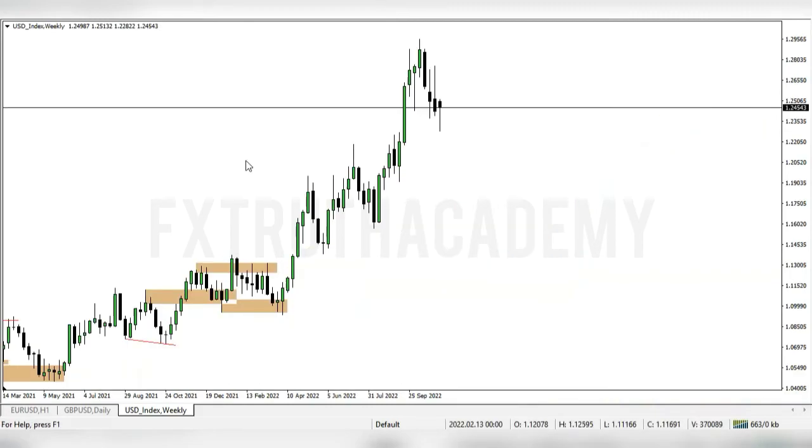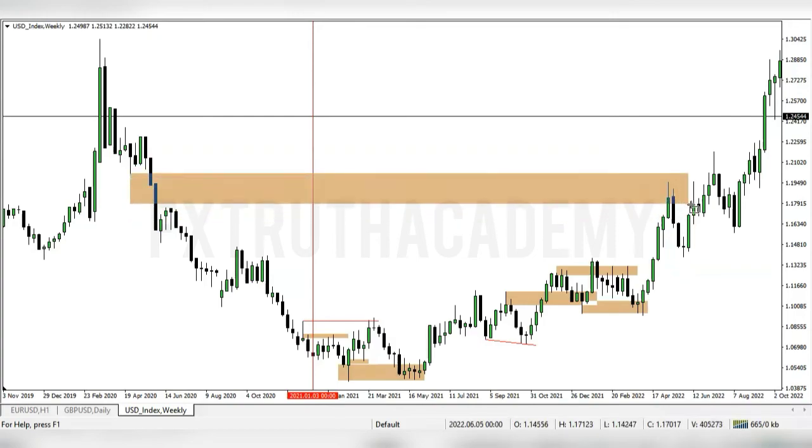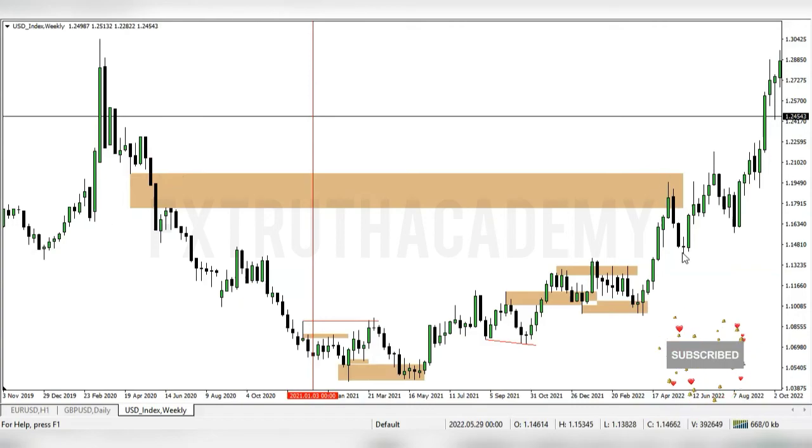And I'm sure if we zoom that out, we can see that this whole move went to an imbalance right here. You can see the imbalance right here, an imbalance right here. This is what price came into view right there. So this is a fair value gap in price. So price left this liquidity and expanded all the way into the imbalance. And you can see how price rejected from the imbalance.